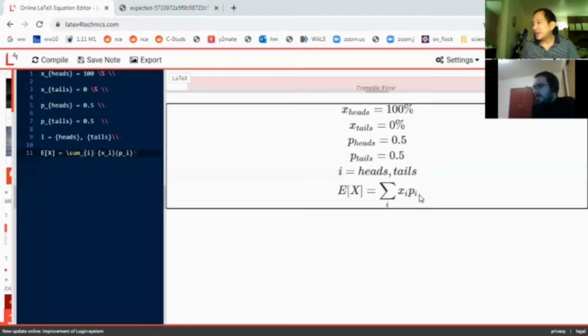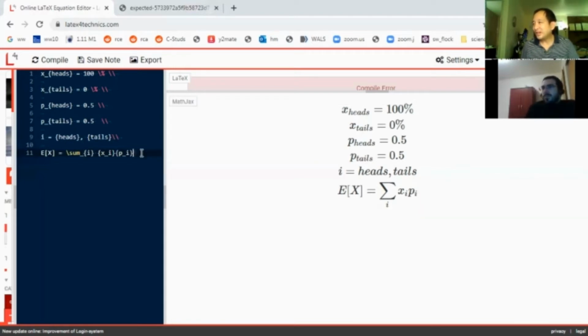So let's just try to calculate this. i to k, and so that equals, and I'm just going to do this really explicitly, x heads times p heads plus x tails times p tails. Let's compile it.